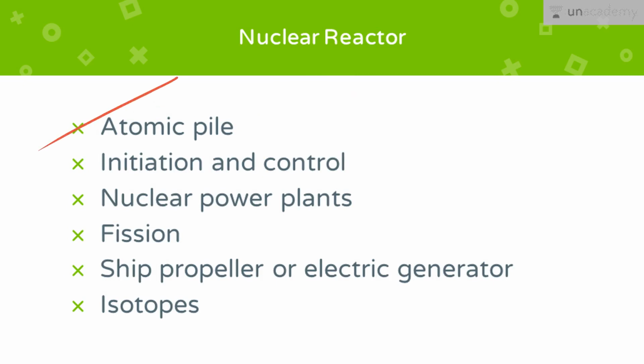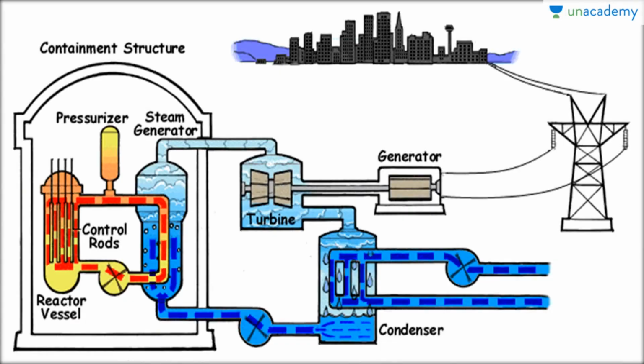They are also known as atomic piles. It is a device used to initiate and control a sustained nuclear chain reaction. It is used at nuclear power plants for electricity generation. Heat from the fission reaction is passed to a working fluid which runs through steam turbines. It drives a ship propeller or turns an electrical generator. It is also used to produce isotopes for medical and industrial use.